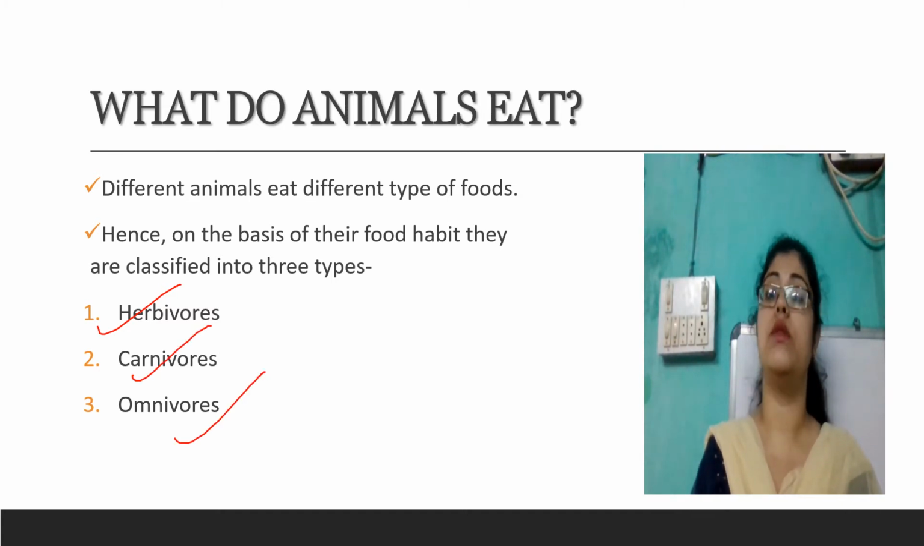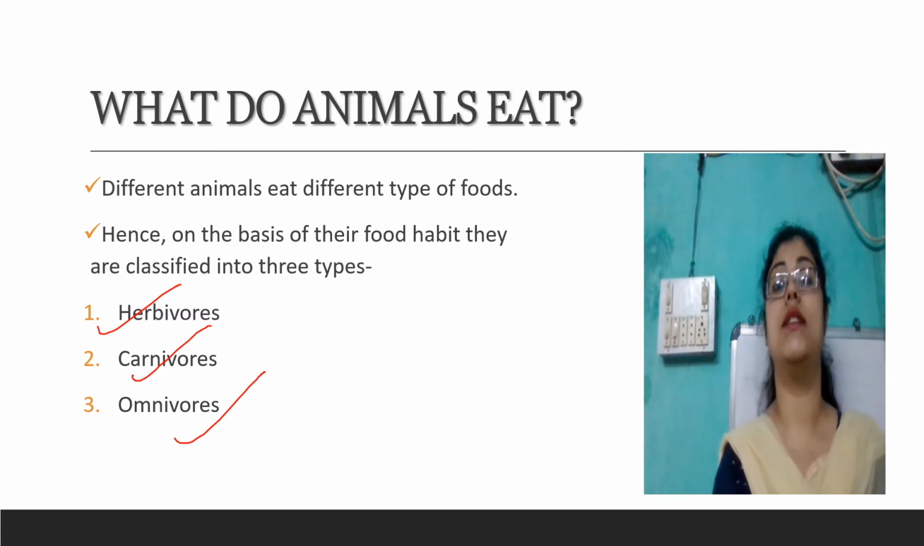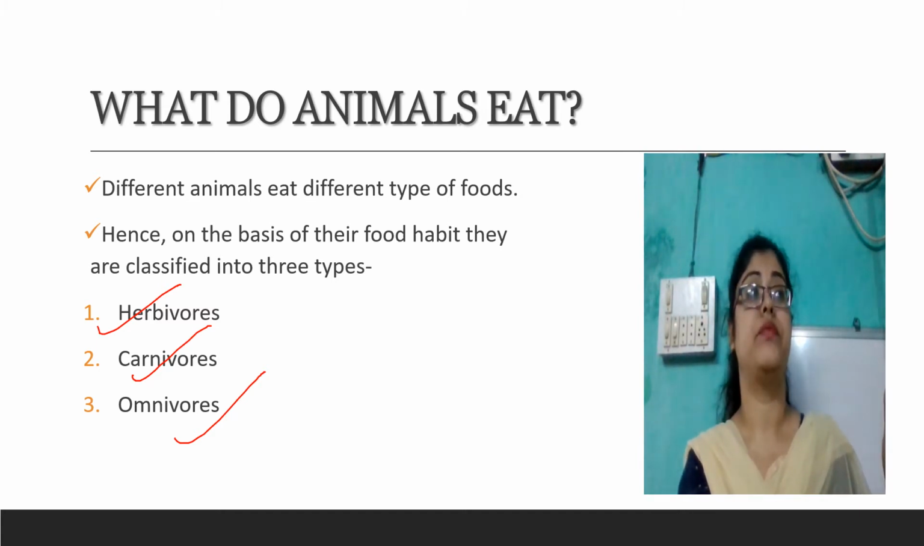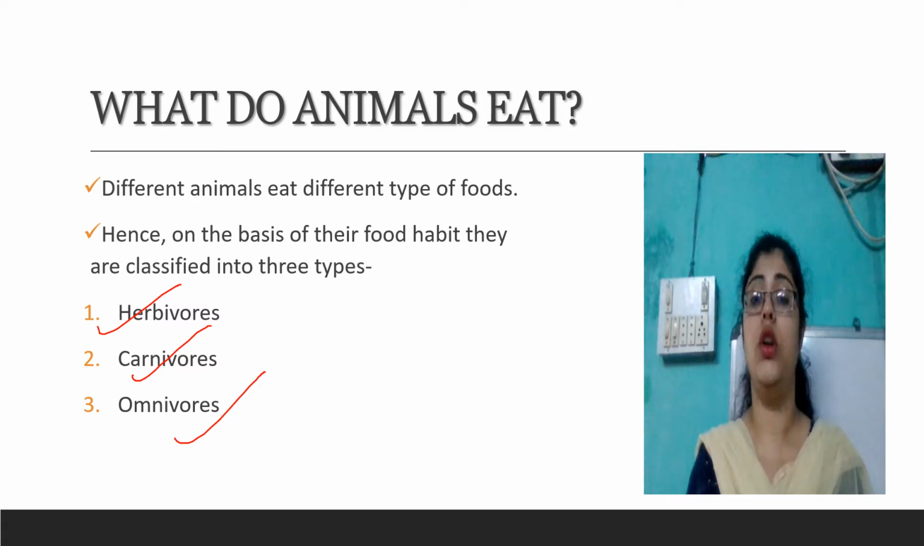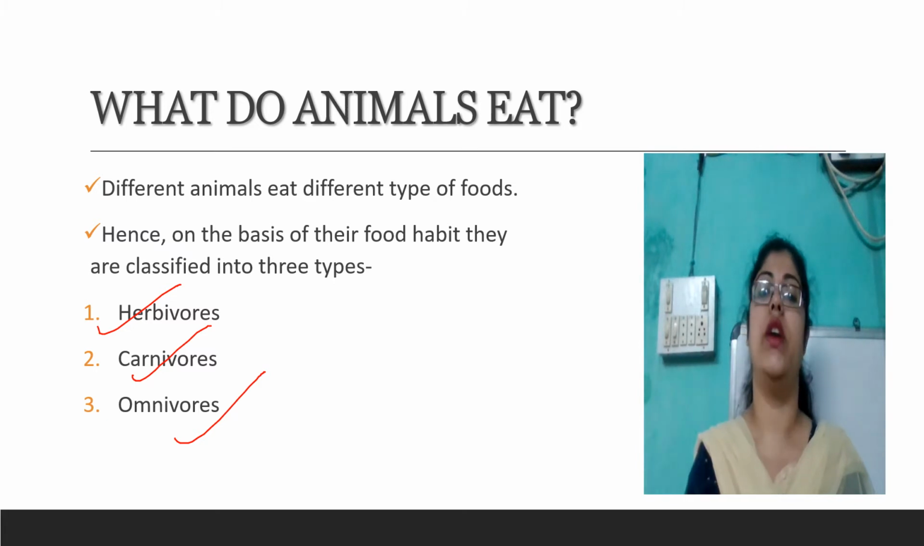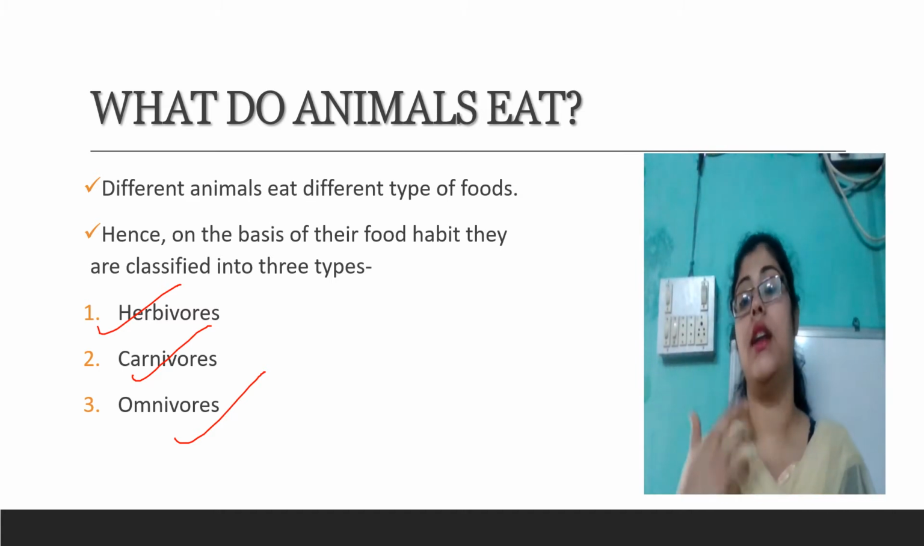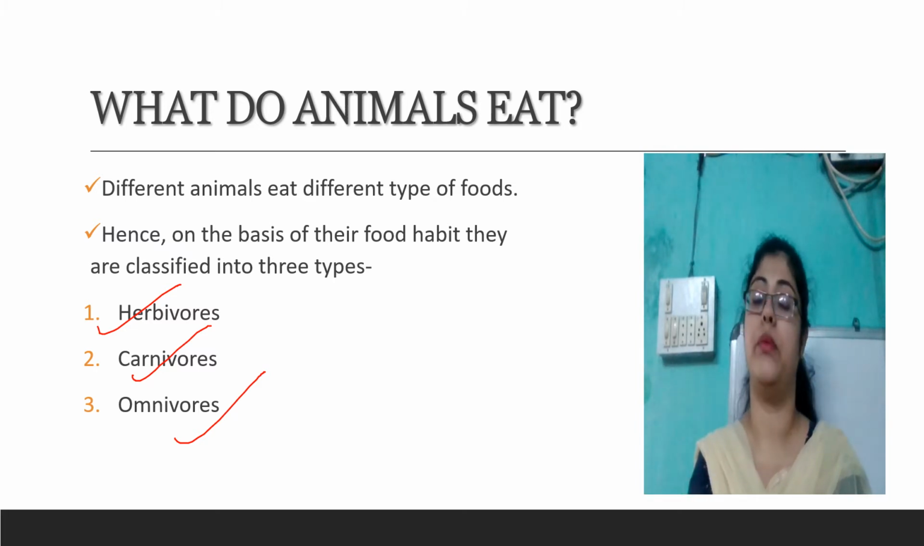Now herbivores means animals that eat only plants or plant products. For example, if you take a bull, cow, buffalo or goat, you will always find them eating either grass or roti or anything that your mother makes for them, but that should be vegetarian. They will eat only vegetarian food, so they come under the herbivores. Many humans are also considered herbivores because they only eat plants and plant products.